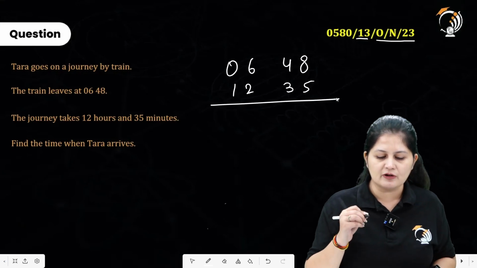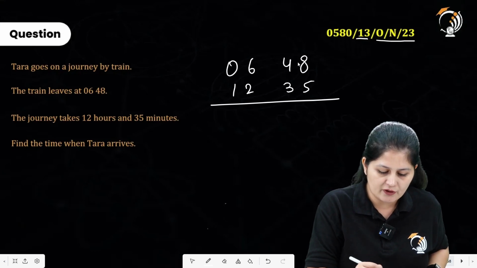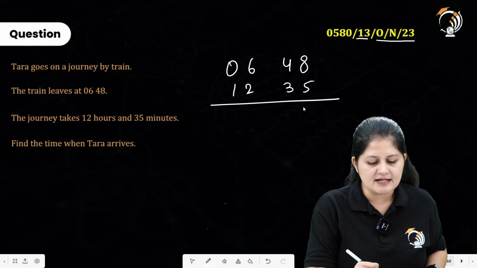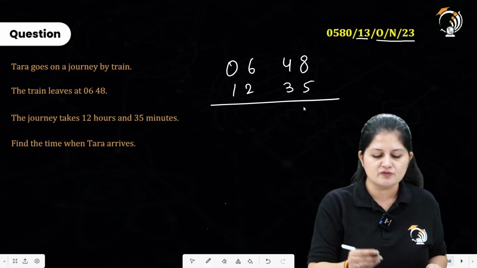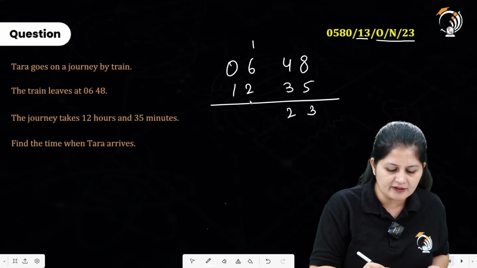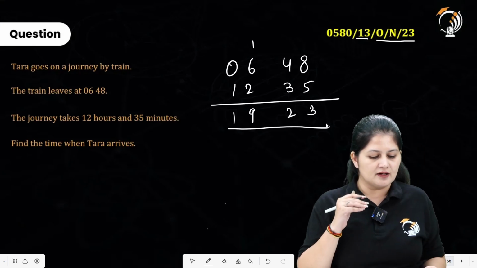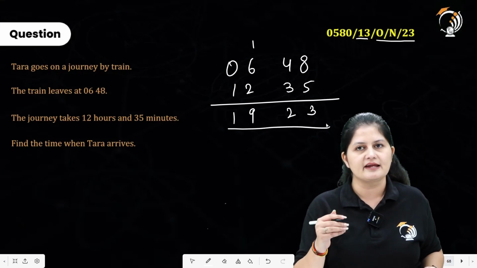So here we are going to simply add 48 and 35, 8 plus 5, 13, carry over 1. So we are getting 83 minutes. So 83 minutes we are going to write as 1 hour and 23 minutes. Correct? And further we are just going to write it as 9, and Tara will arrive at 19:23.